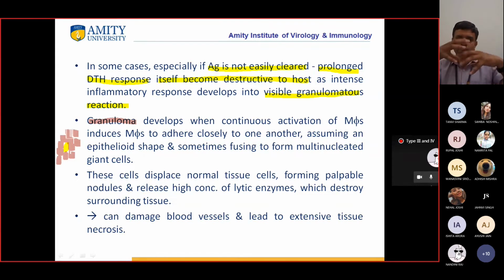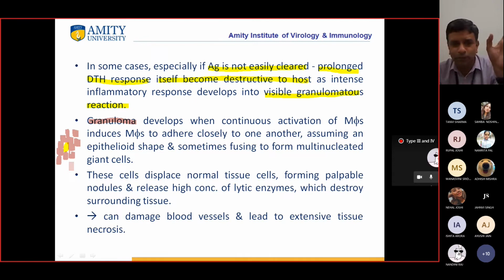Obviously जब इनका number बढ़ेगा, size बढ़ेगा, so they will start displacing the normal tissue cells, forming palpable nodules. So there will be formation of nodules which you can feel. Okay, and this will release a high concentration of lytic enzymes which will destroy the surrounding tissue. So you can just imagine यहाँ इतनी घमासान लड़ाई चल रही है that it is causing damage to that area, right? I'm sure if you have seen some fight scenes, right, what happens, there will be a lot of destruction.